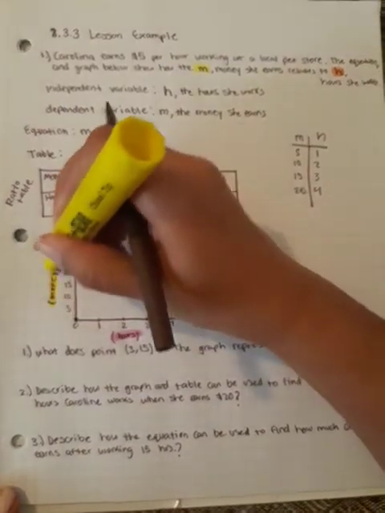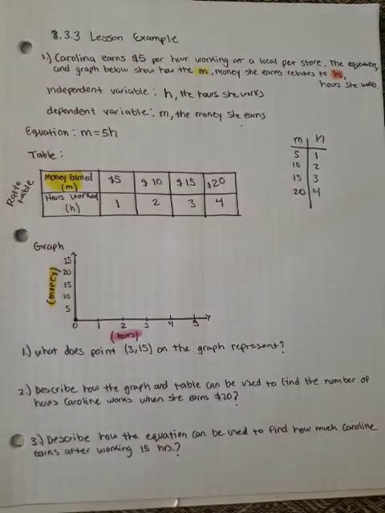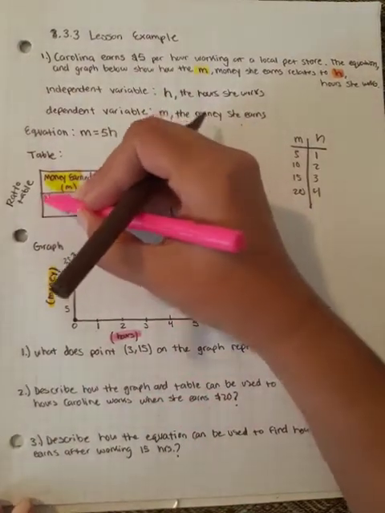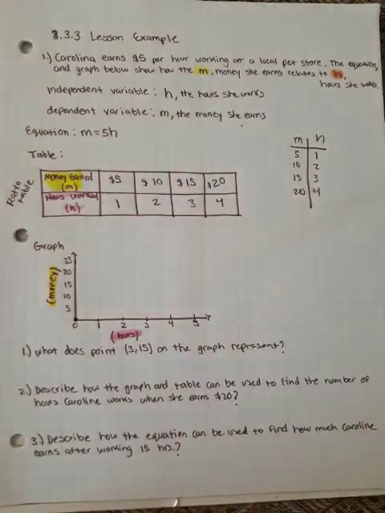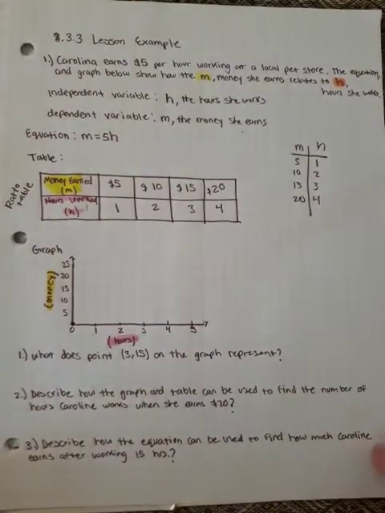And the money, right? The money right here. Money, money. And then hours worked, hours. All right, so now that I can make that connection, money, money, hours, hours, let's finish my graph.